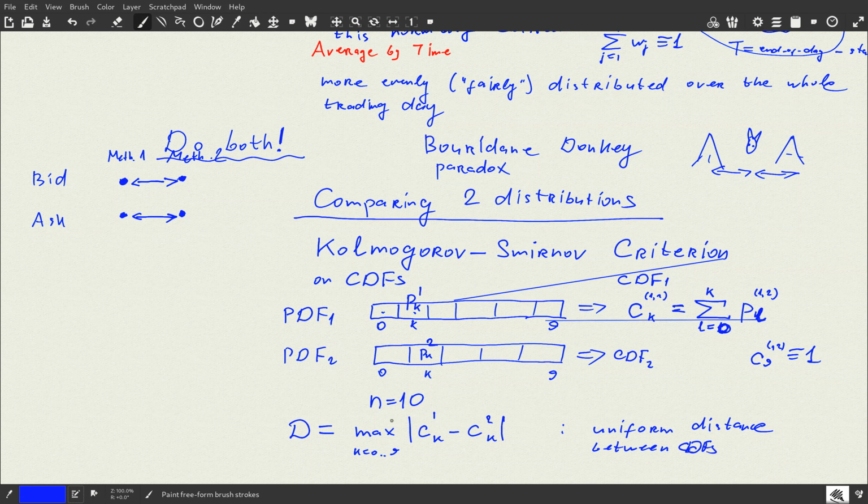So far it should be perfectly clear, right? We converted PDFs into CDFs and computed the uniform distance between CDFs. Okay?